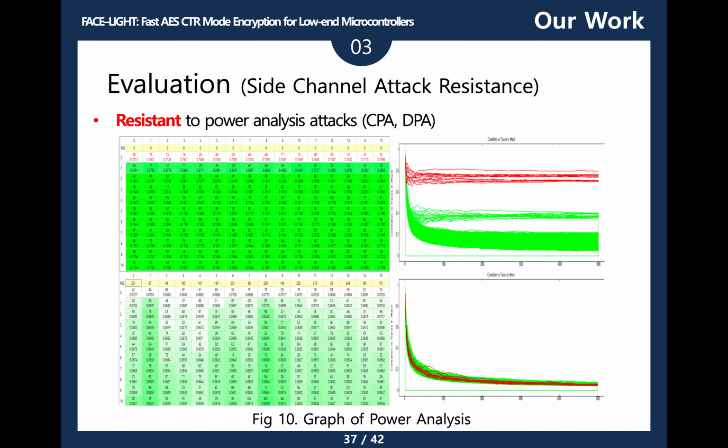This figure is a correlation chart and a graph showing the result of CPA on the AES and our work, the phase light, using the side channel analysis device ChipWhisperer. As we can see, the AES without the masking technique was exposed in its correlation of the secret key value. However, our masked phase light was able to keep the correlation of the key value low enough to not be exposed.